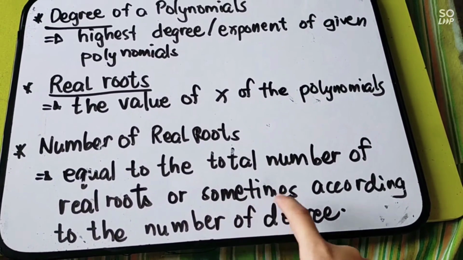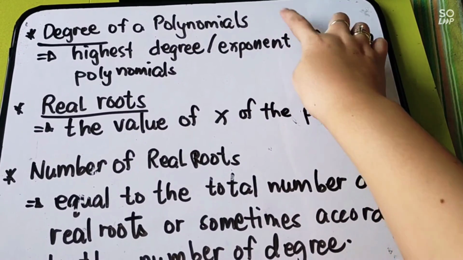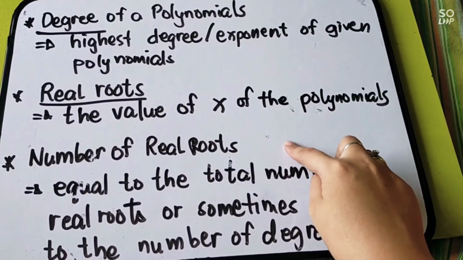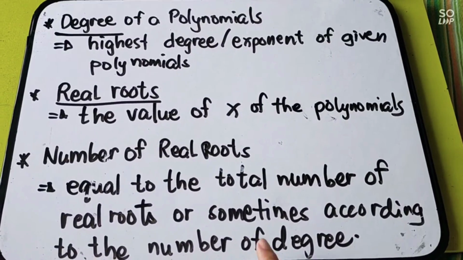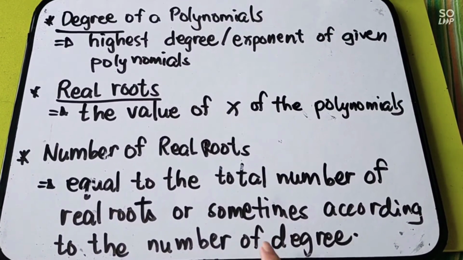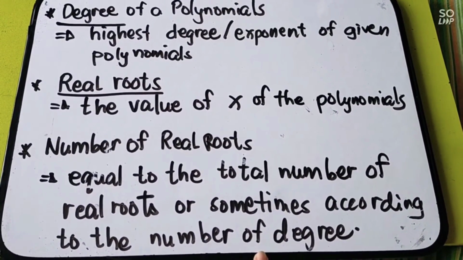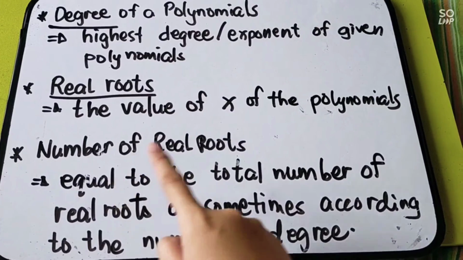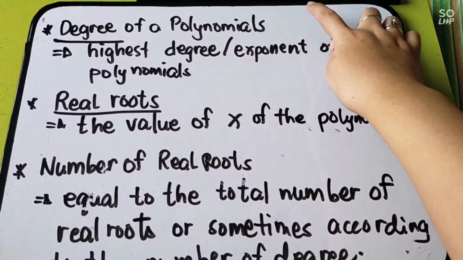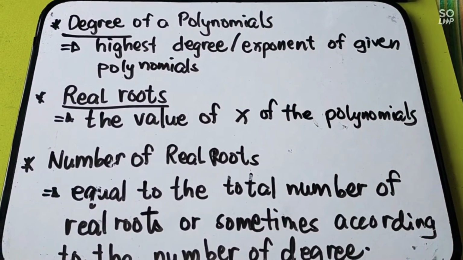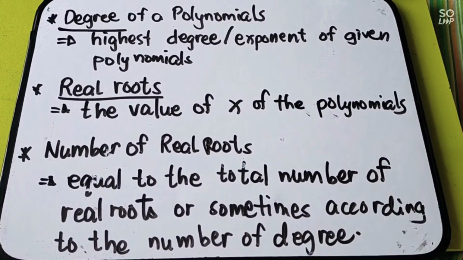Or sometimes, it is according to the number of degree. Kung ilan yung number of degree mo, ganun din karami ang real roots mo. Okay? Minsan po. Kasi minsan naman, magkakaroon ka ng imaginary numbers. So, those imaginary numbers are not real roots. Kaya po, the number of real roots is not always dependent on the number of degree. Alright? So, those are the different terms that you will encounter in our lesson today.